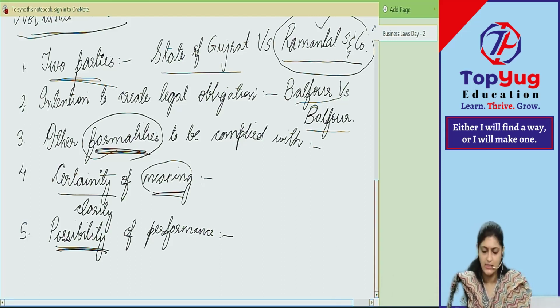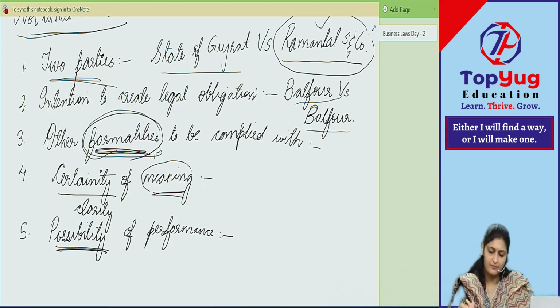Now we are going to see under section 10 also. Say for example, there are two parties, there is intention of creation of contract, certainty of meaning is there, possibility of performance is there, but formality is not complied. Then is it valid? So all the 5 are to be complied with or not? Yes. Okay. Sure.